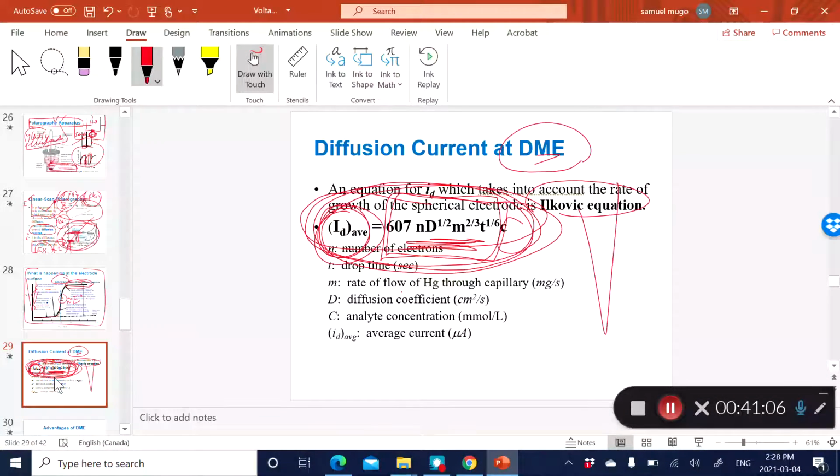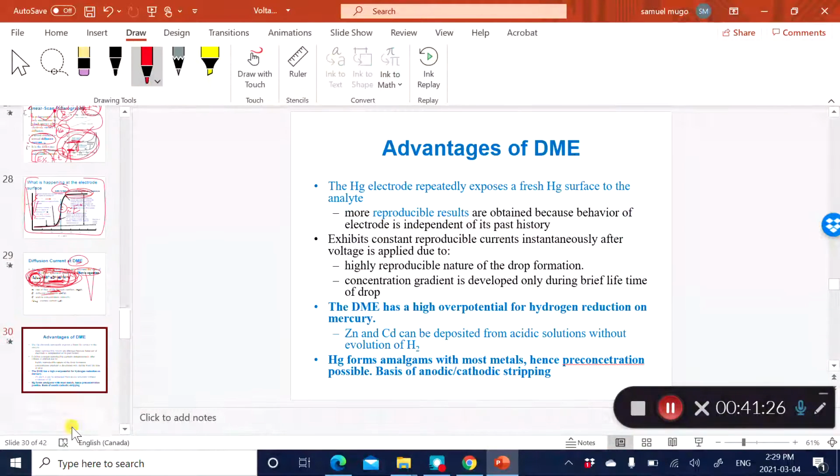You can see things like the flow of the mercury through the capillary get accounted for. Things like the diffusion coefficient, and so on. But as I said, the Ilkovic equation is only specific for the dropping mercury electrode.